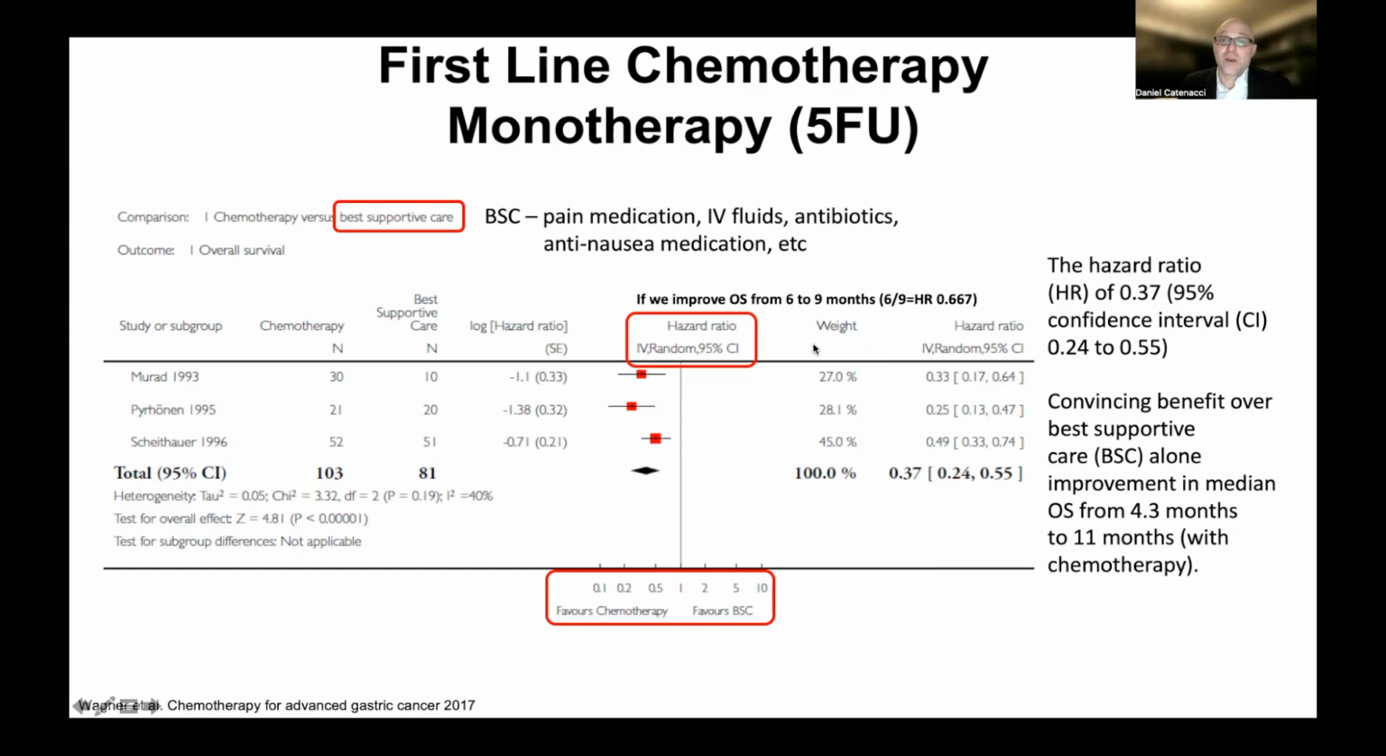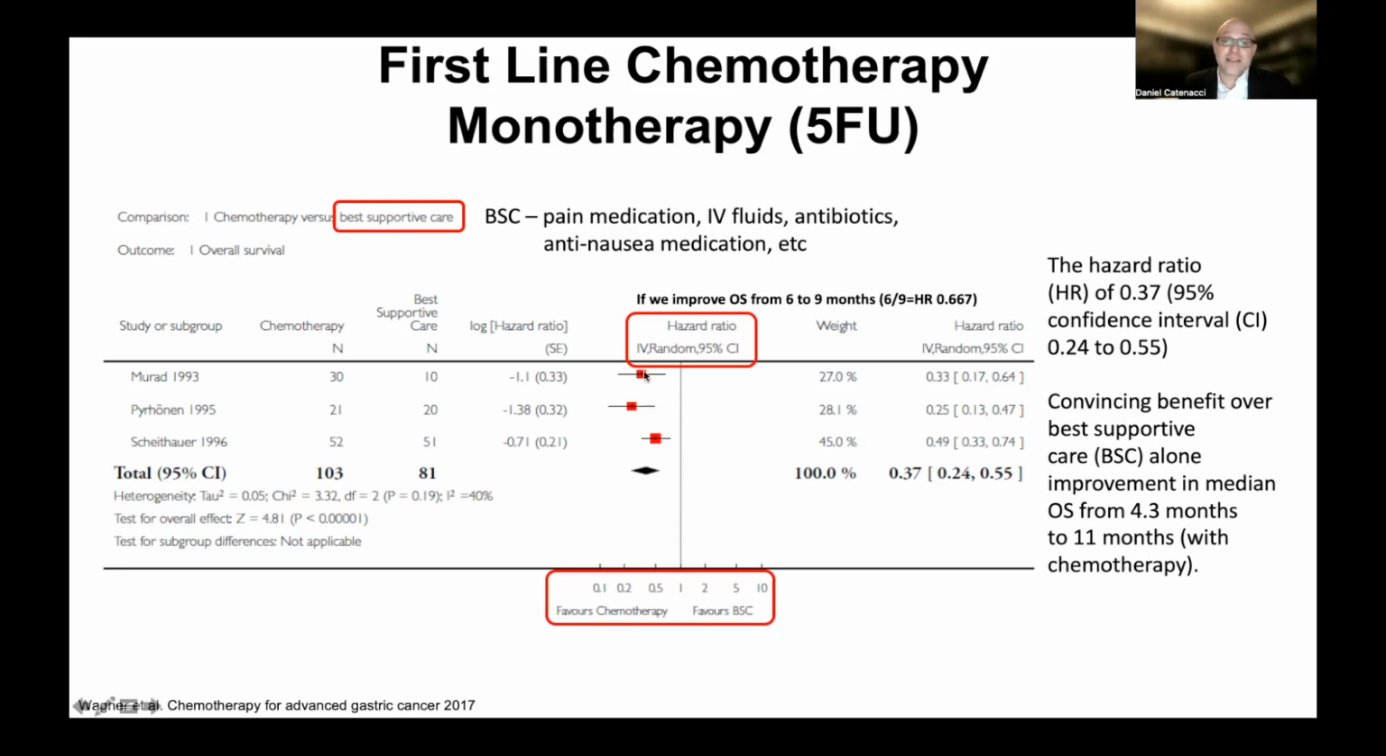And so another way to look at it is to say, if we improve survival from 6 months median to 9 months median, this would be a hazard ratio of 0.667. And so from the curve below, you see if the estimate of the outcome is on the line of 1, then there's no difference between the two different treatments being compared.